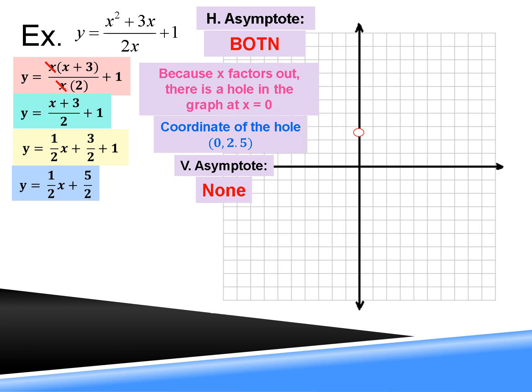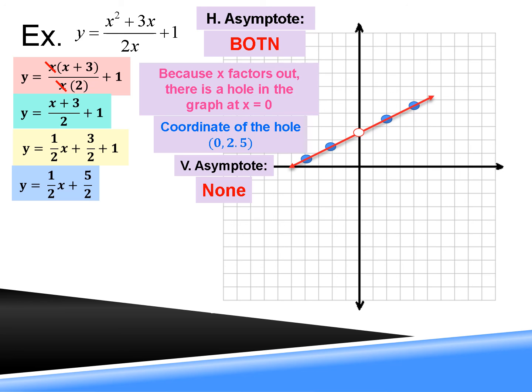I'm going to plot my hole. So there's my hole at 0, 2.5, which is actually also the y-intercept of your linear function. And then you're going to go up 1 over 2, up 1 over 2. And then you're going to go down 1 over 2, down 1 over 2. And then I am going to connect the dots.